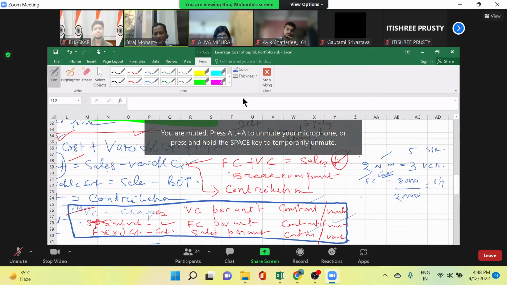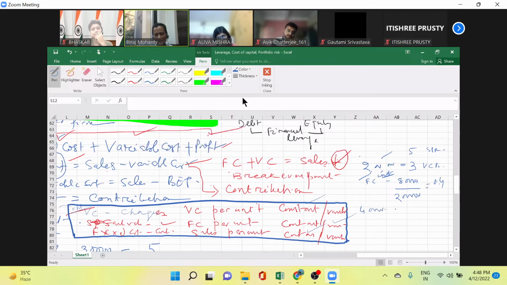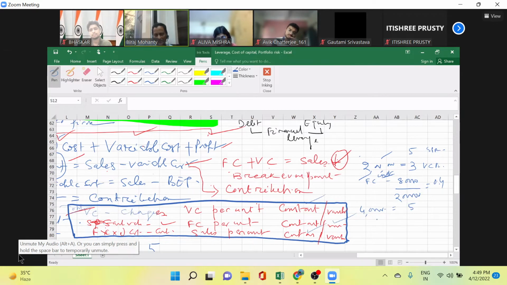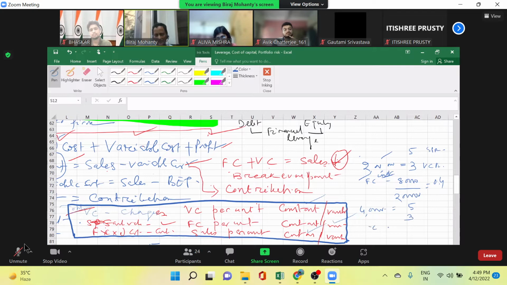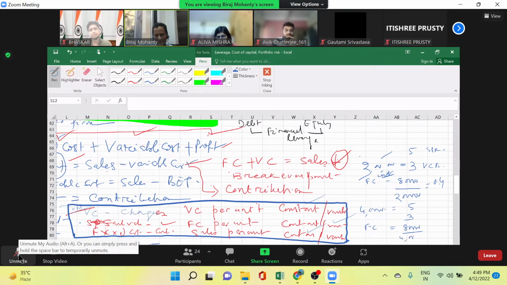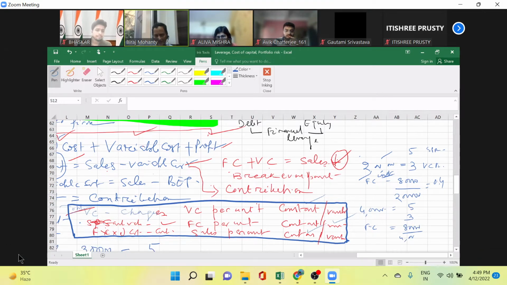Now, suppose I produce 4 lakh units. Tell me, my sales price will be 5 rupees. Variable cost will be 3 rupees per unit. My fixed cost per unit will be how much? 0.2, sir. 4 lakh. How much is it?